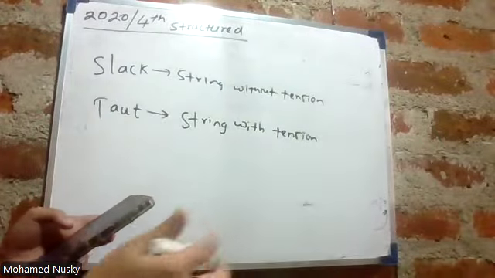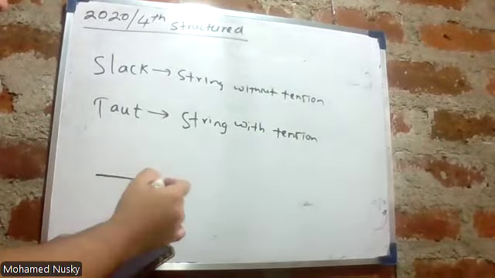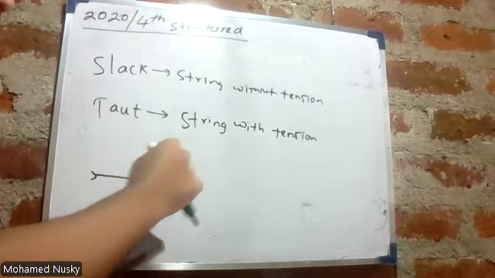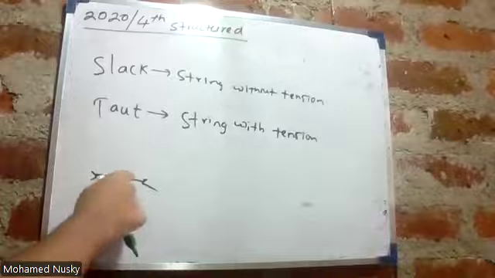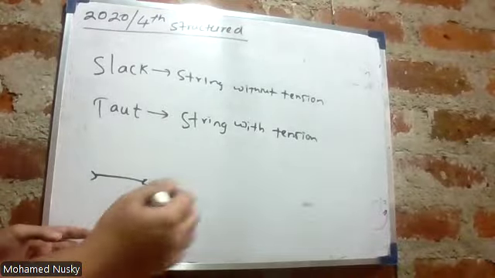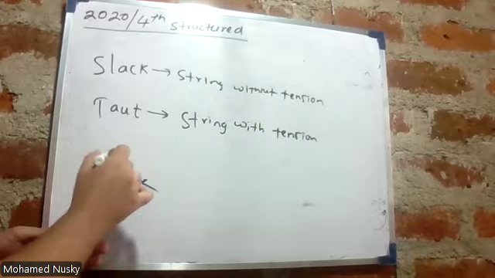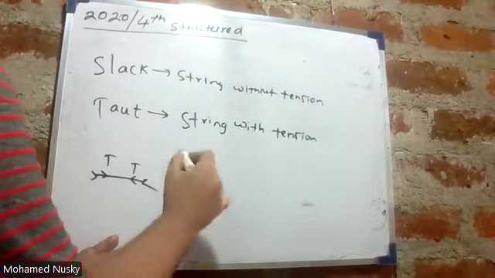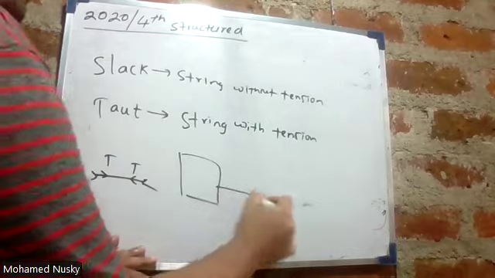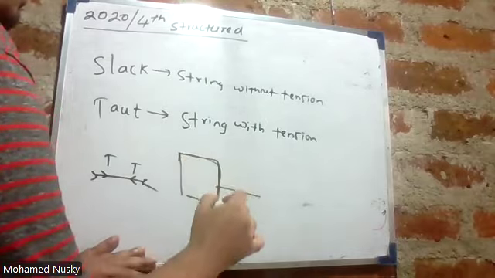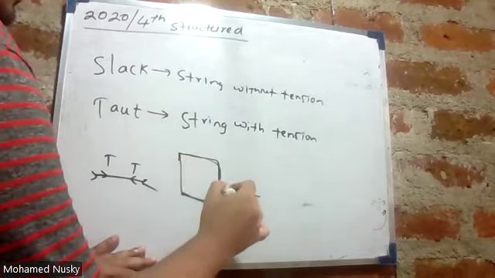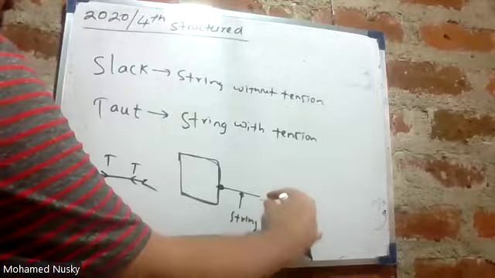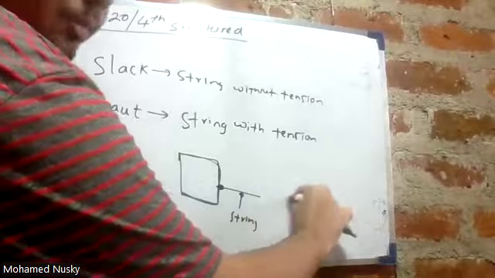Now, I'm going to take a string and pull it from both sides. So the string will have a tension. Now here I have an object. I'm going to connect a string to this. This is a string. I'm going to hold the string and give a force.